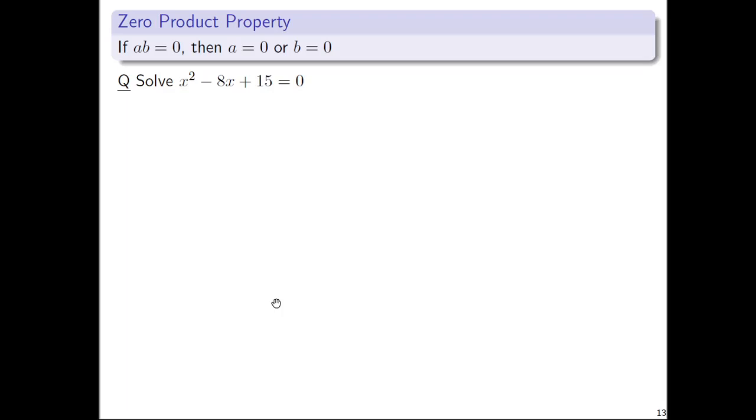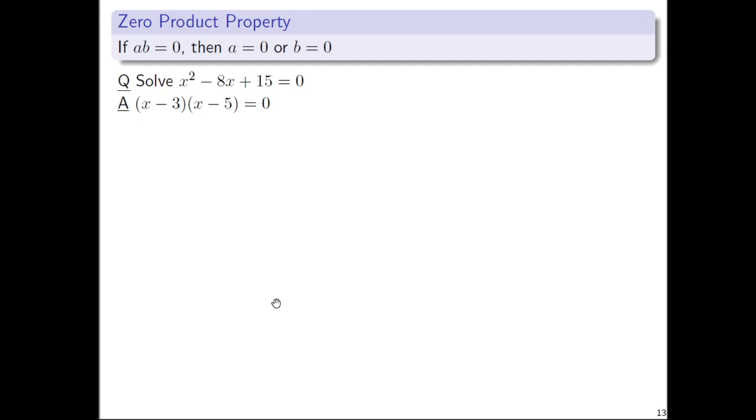Okay, we have the zero product property at the top, just as a reminder. Let us solve x squared minus 8x plus 15 equals 0. So we can factor the left side. Earlier on in the semester, we had something like factor x squared minus 8x plus 15, and that was it. And you were asked not to set this equal to 0. And here, you're asked to set this equal to 0. The question started with an equal 0.